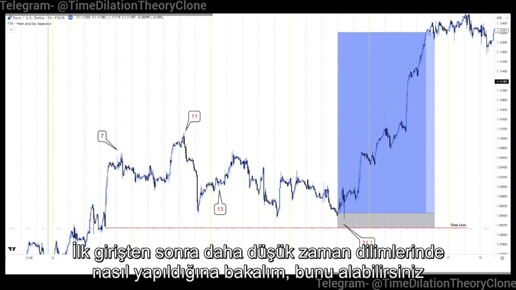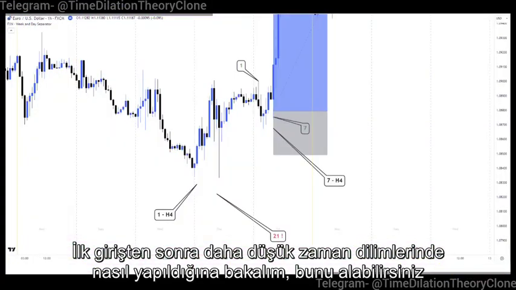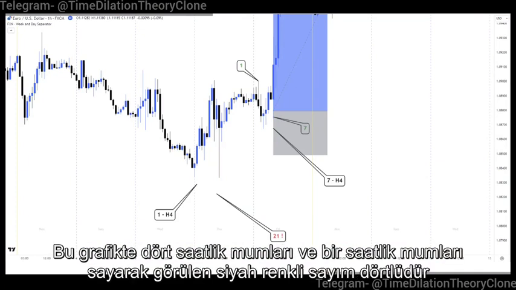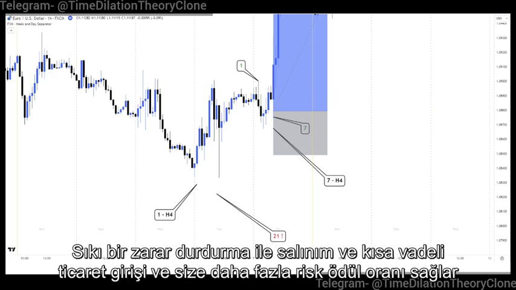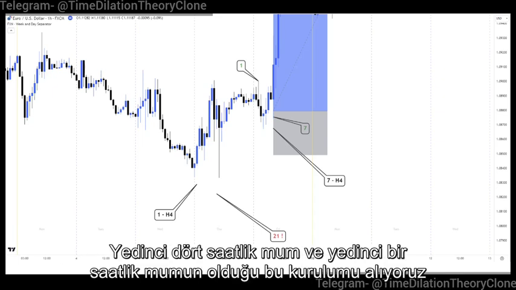Let's look at how it's done on lower time frames. After the initial entry, you can take this one you've seen on this chart by counting 4-hour candles and 1-hour candles. Black-colored counting is for 4-hour chart, and green-colored counting is for 1-hour chart for the most sharpened trade entry, as both swing and short-term trade entry with a tight stop loss, and it grants you more risk-reward ratio. We take this setup where 7th 4-hour candle and 7th 1-hour candle align.